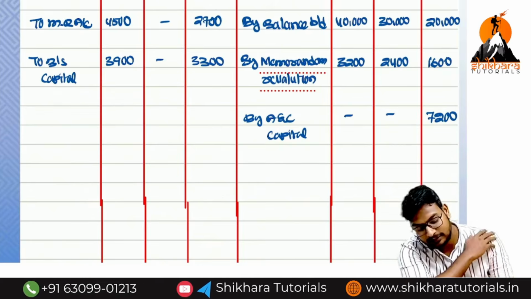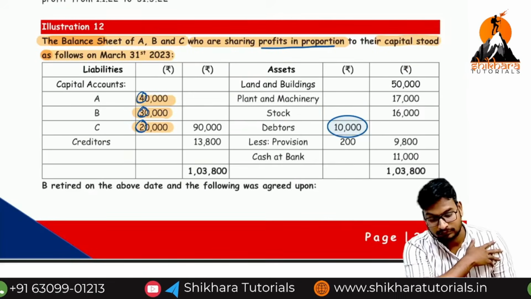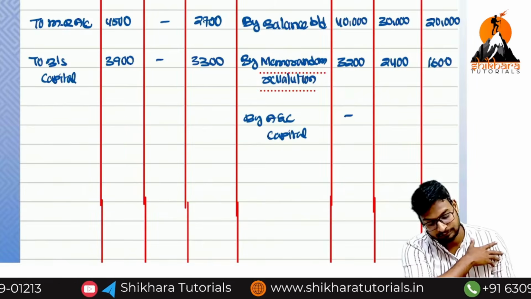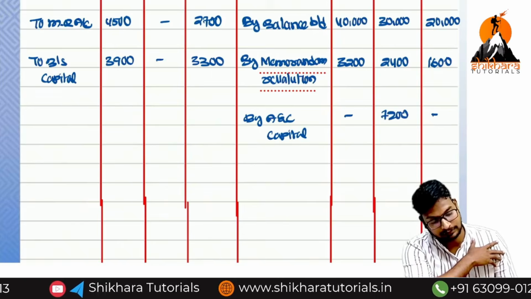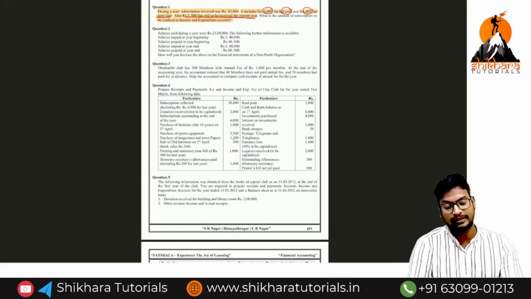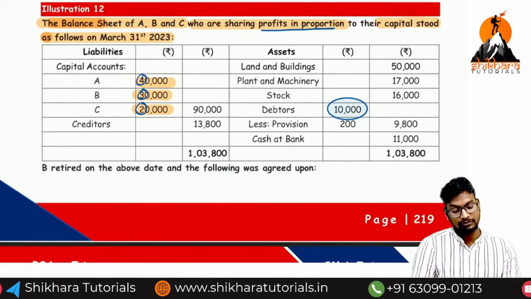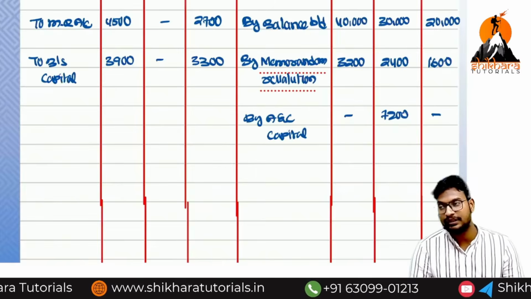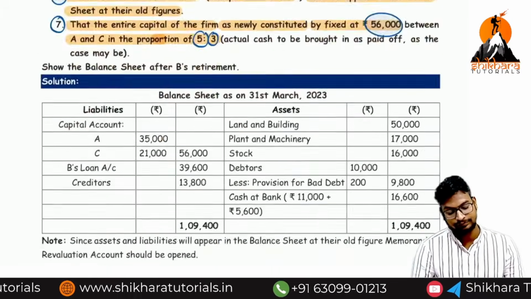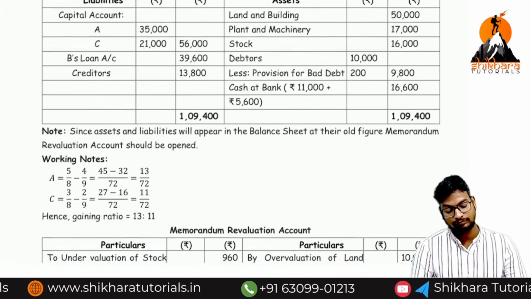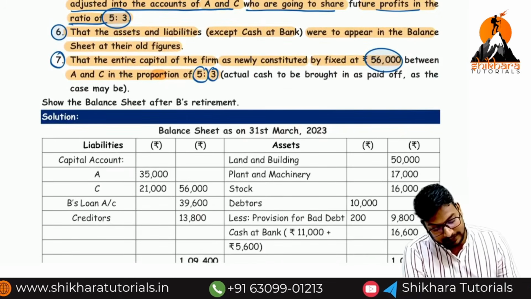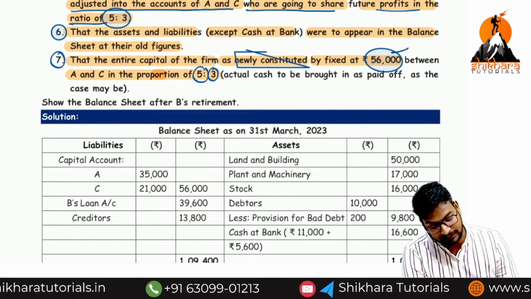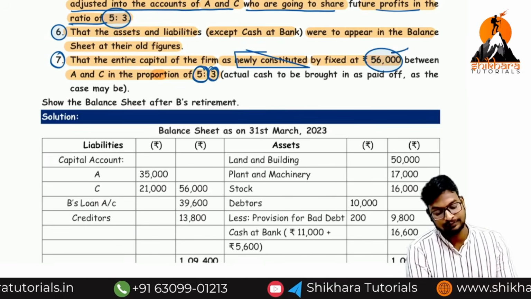So see whether the reserve is there or not. B column, 7,200. So what is the next one? Is there any reserve, Amma? No, there is no reserve. How much closing balance do we need to maintain? It is given in the question. The entire capital of the newly constituted firm is fixed at 56,000 between A and C in the ratio of 5:3.